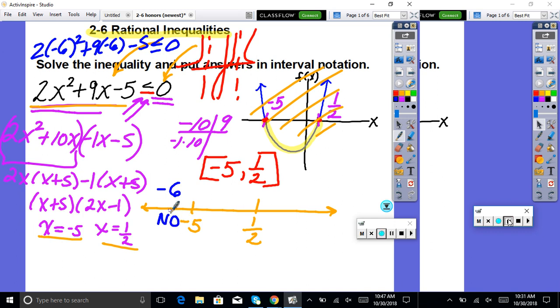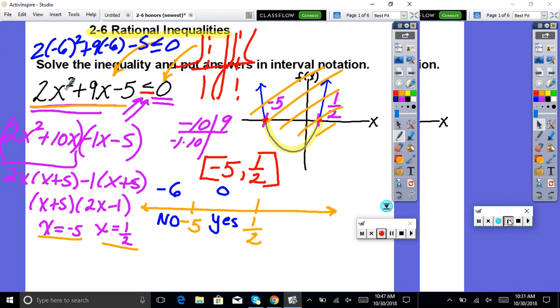Then we plug in a value between negative 5 and a half. Let's plug in 0. So wouldn't that be negative 5? Is negative 5 less than or equal to 0? Yeah, so we'd write yes. That part is in our solution set. And if we plug in a value like 1, that would be 2 times 1 plus 9. So that'd be 11, right?